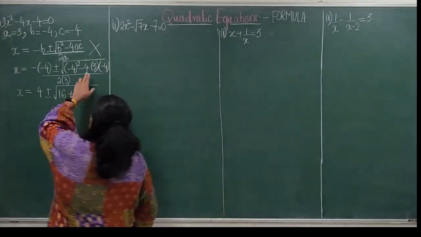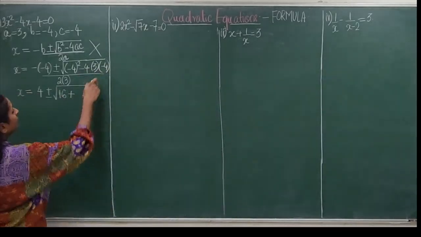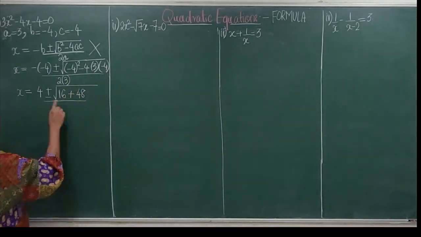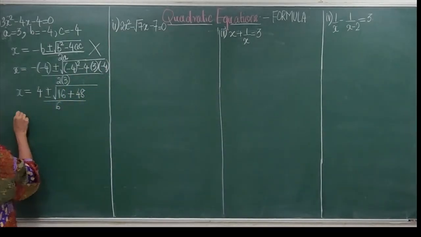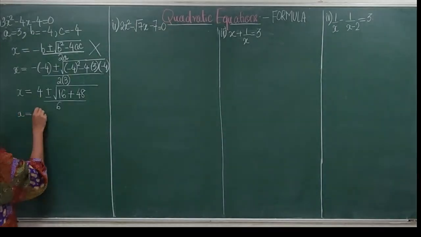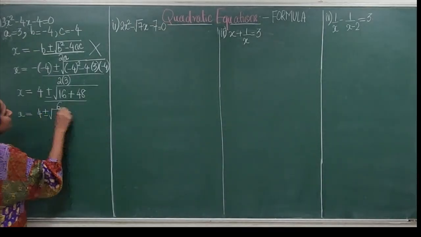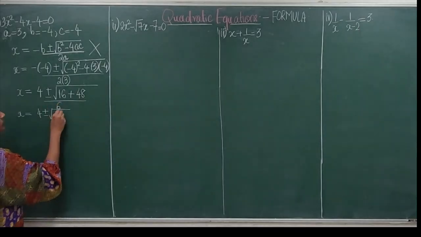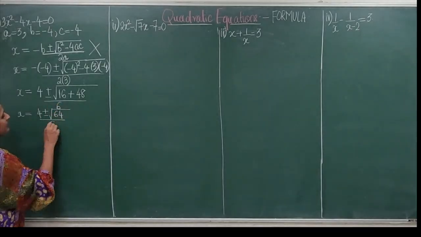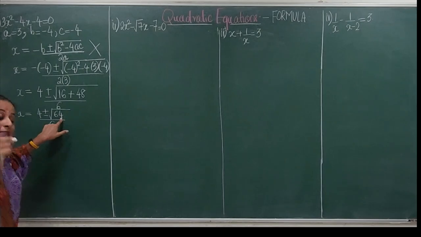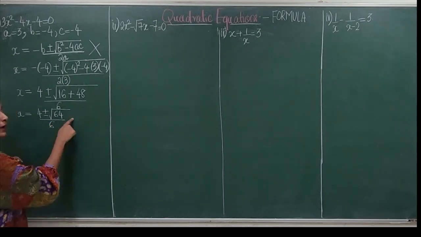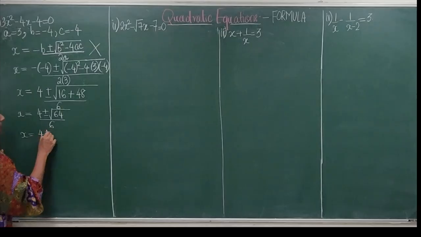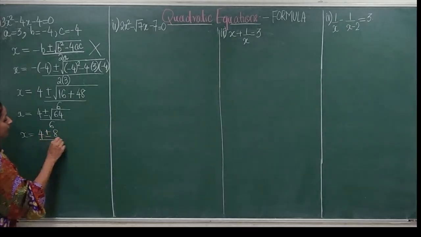Moving on. What is 4 3s are 12? 48 in all. So 4 into 3 into 4 is 48 divided by 6. So what is the value of x? X is equal to 4 plus minus square root of, what is 16 plus 48? 64 divided by 6. 64 is a perfect square. It's a square root of 8. 8 into 8. 8 square is 64. So what is x? X is 4 plus or minus 8 upon 6.